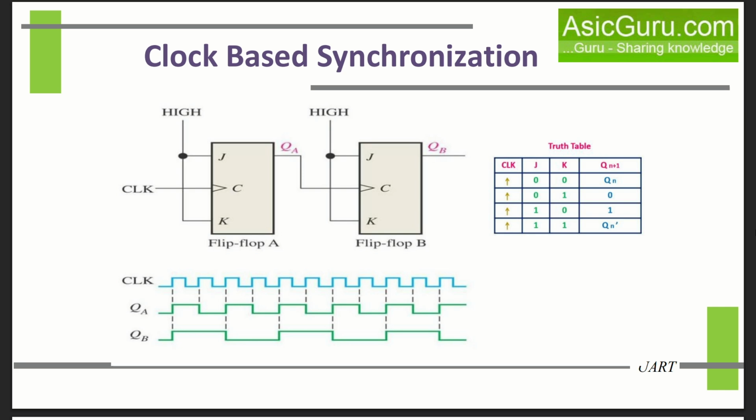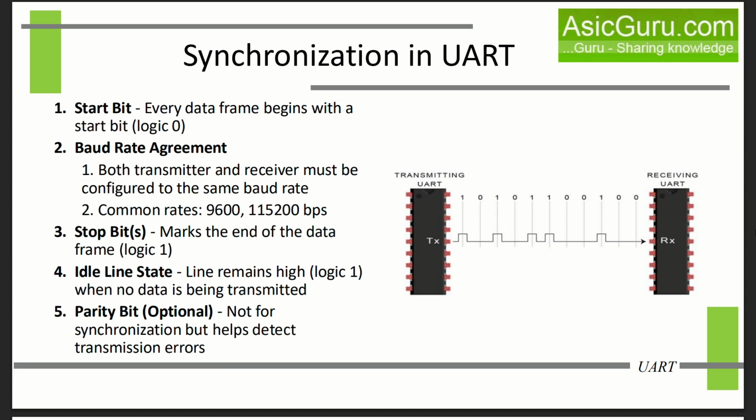Now coming to the part of synchronization in UART. Since UART is asynchronous, meaning there's no separate clock signal, the question might arise: how do devices know when data transmission begins or ends? This is where synchronization comes in. Every data frame in UART begins with what we call a start bit, which is always a logic 0. This falling edge from the idle state signals the receiver that data transmission is about to begin.